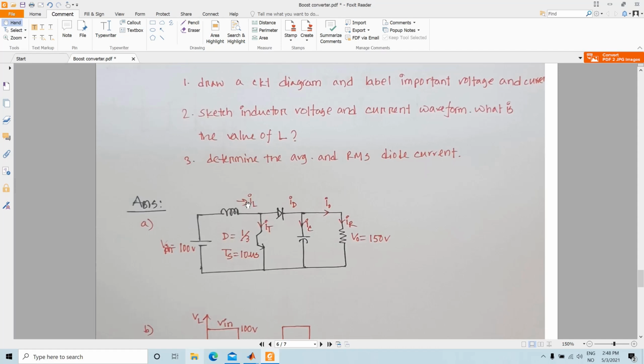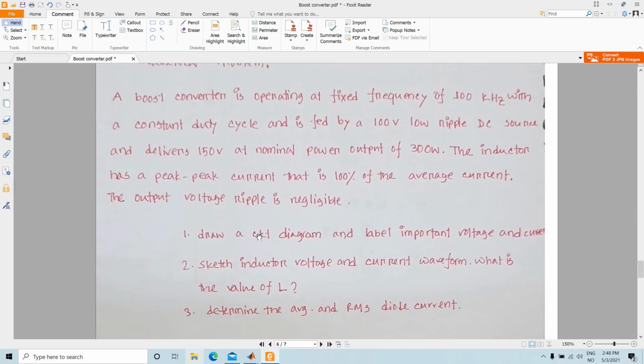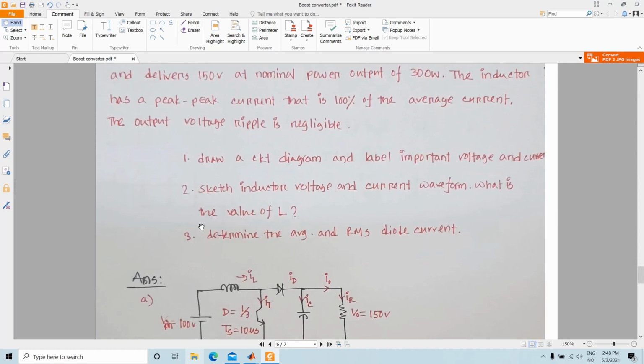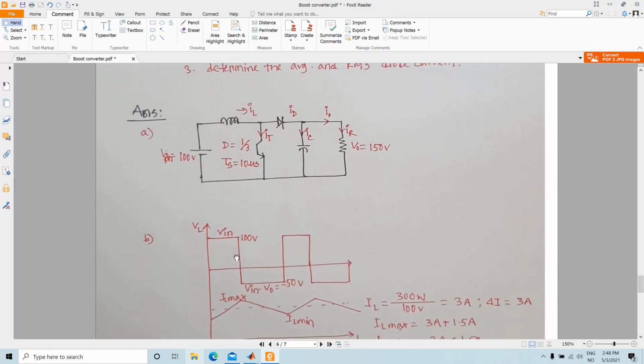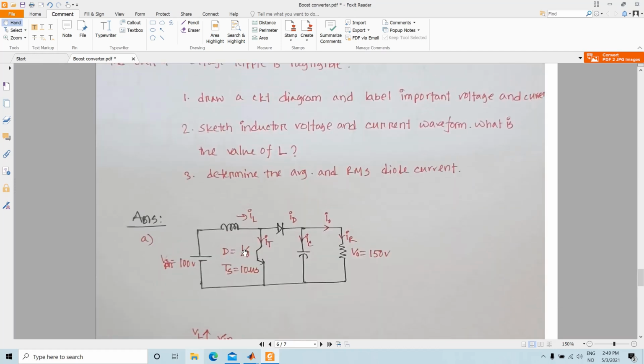This is the inductor current IL, and this duty cycle is defined from the input and output values. So you know the relationship between output and input value, and from there you calculate the D value. This TS is basically 1 over F, and as the F value is 100 kilohertz, our time period is 10 microsecond.